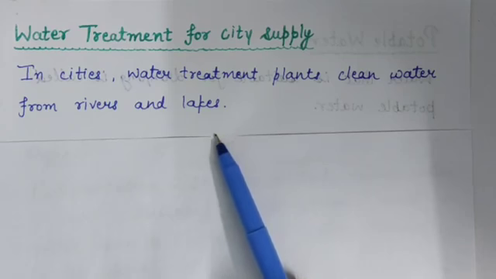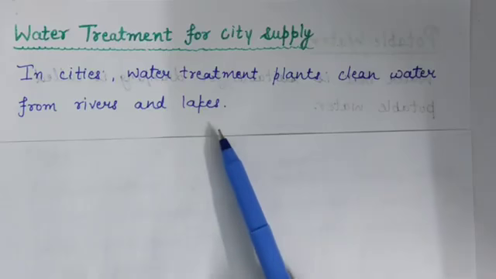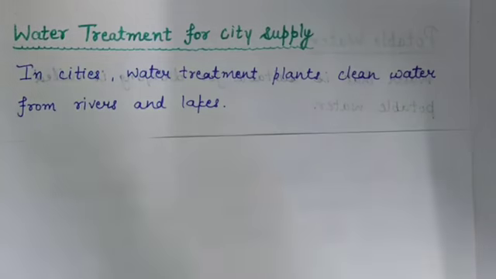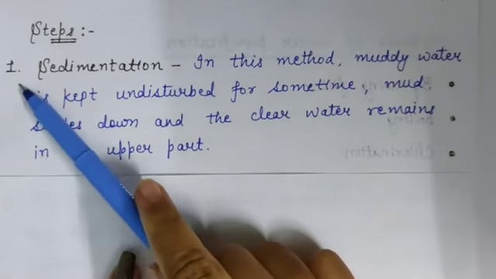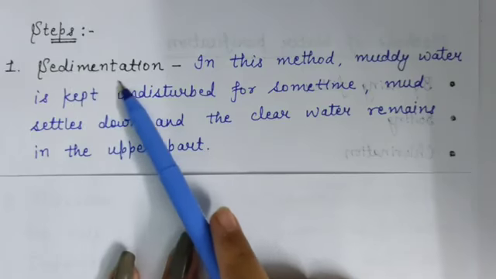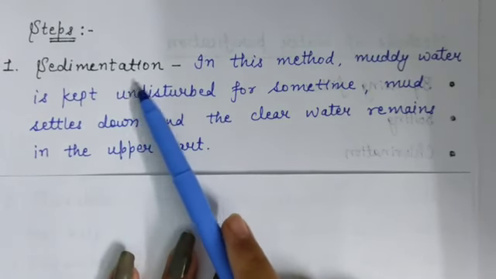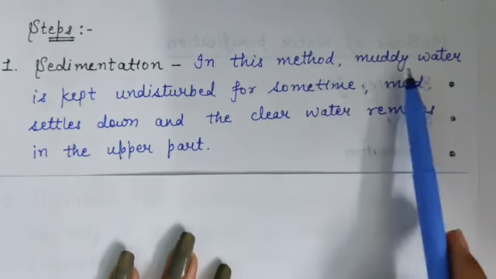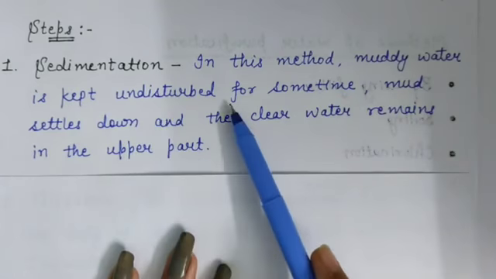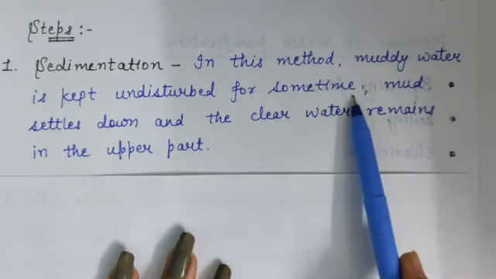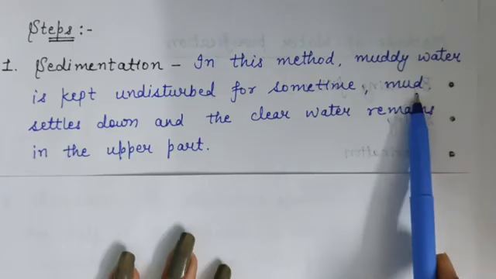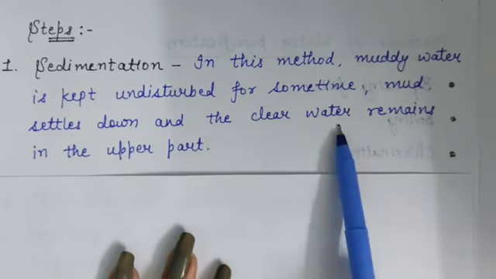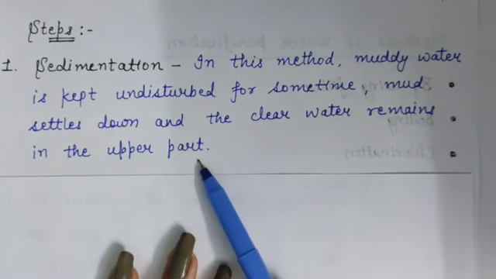Now, what are the steps which are used for water purification? So, the steps that are used for water purification are: first step is sedimentation. Sedimentation is the first step that is used for water purification. Now, what is sedimentation? In this method, muddy water is kept undisturbed for some time. Mud means sand settles down and the clear water remains in the upper part.